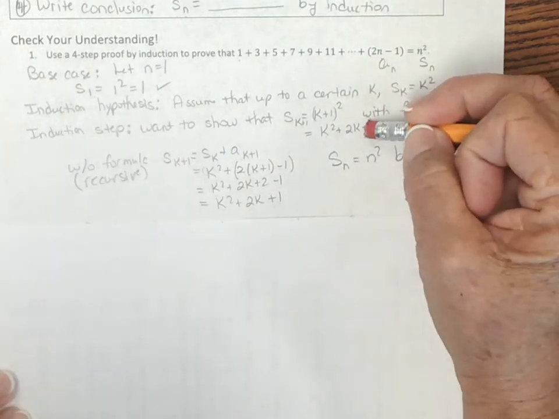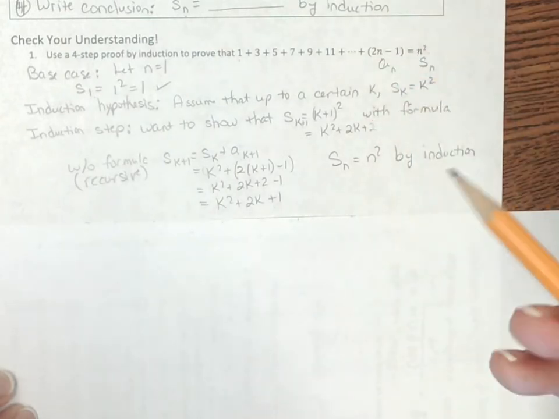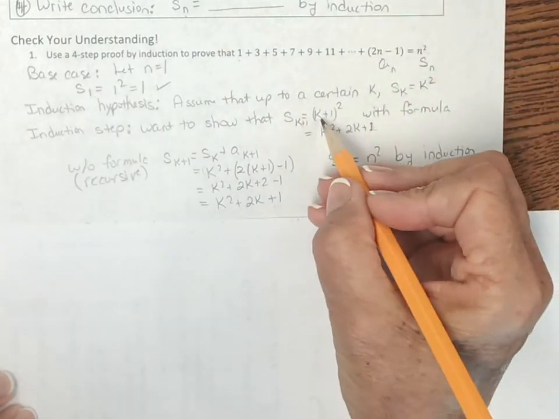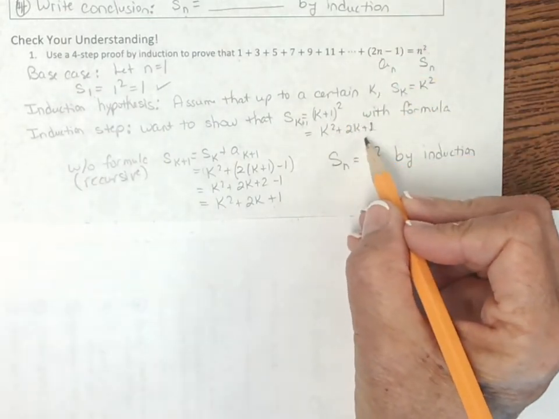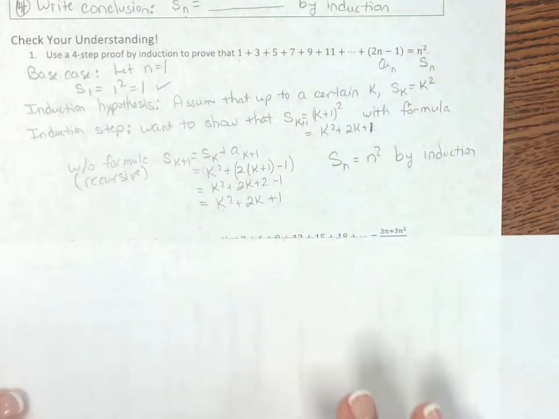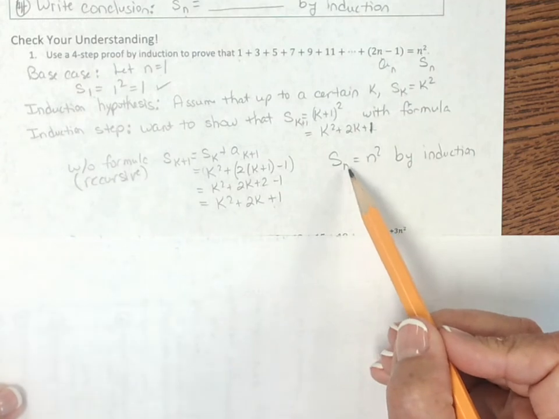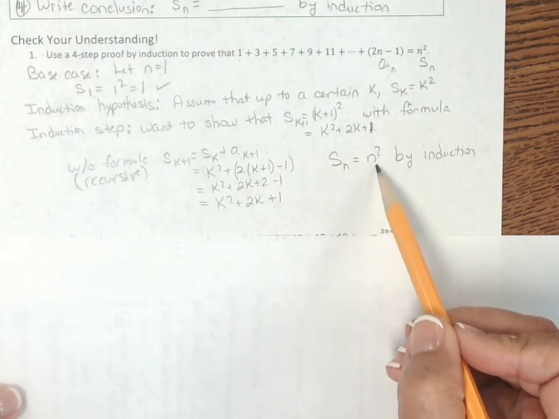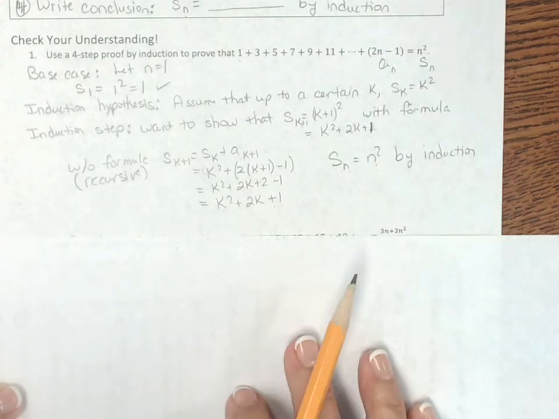Oops, I had a typo there. It doesn't match. There we go. K plus 1 squared is k squared plus 2k plus 1. Okay, so we have shown that the sum of the n terms is equal to n squared for this sequence. So that was by induction that we did it.